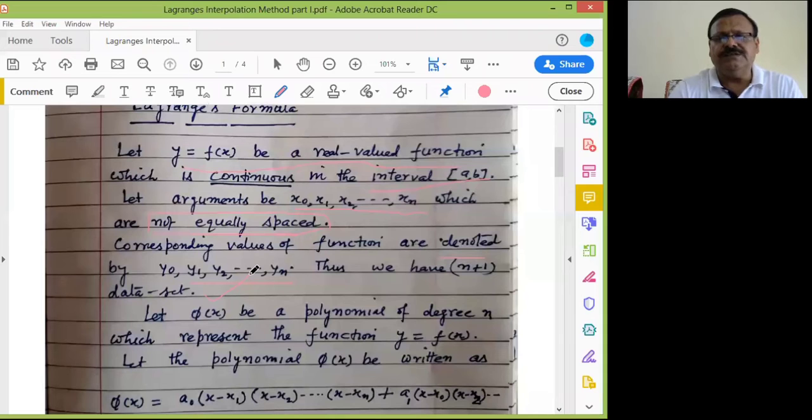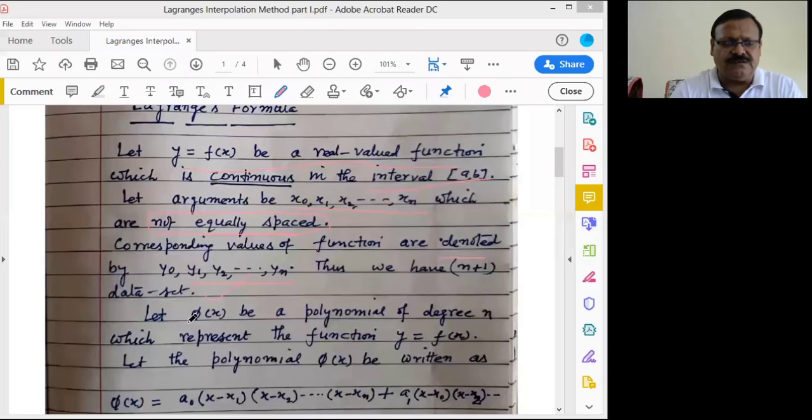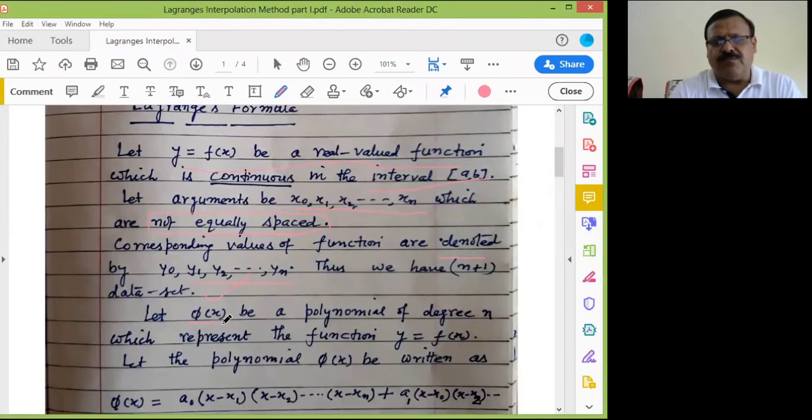But in this very case, let us discuss the problem of representation through a polynomial. As usual, we have decided to denote phi(x) as a polynomial of degree n.